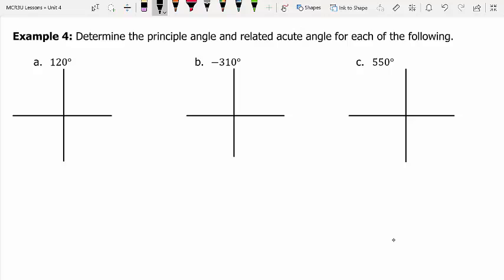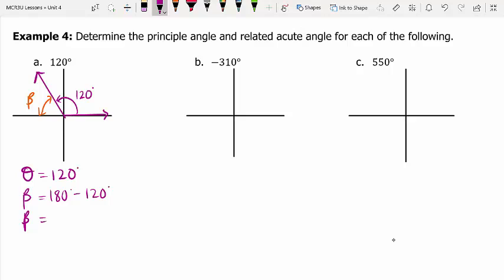Okay, so let's sketch 120 degrees on this Cartesian plane. I'm going to start with my initial arm on the positive x-axis, and then rotate counterclockwise 120 degrees. So my principal angle has to be 120 degrees, because the principal angle is the angle between 0 and 360. Now my related acute angle, since the terminal arm is in quadrant 2, is 180 minus 120. So the value of our related acute angle is 60 degrees.